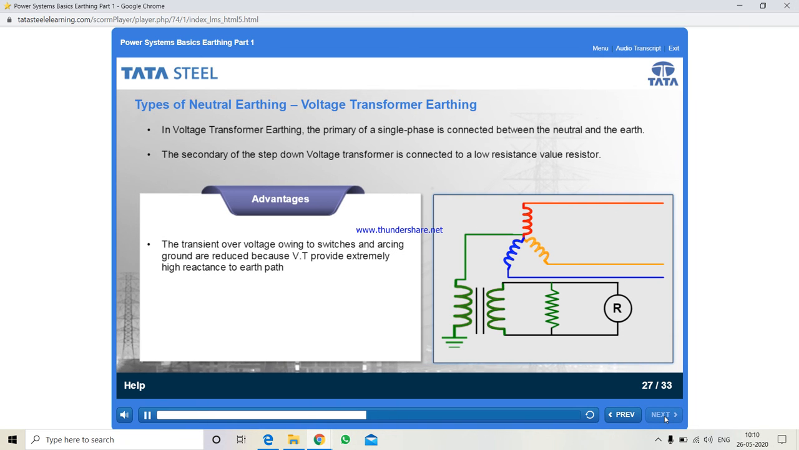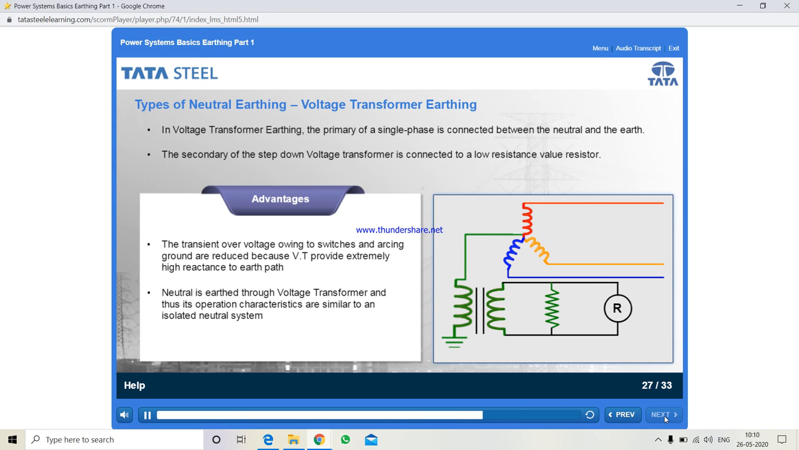The transient overvoltage owing to switching and arcing ground are reduced because the voltage transformer provides extremely high reactance to the earth path. Next, the neutral is earthed through a voltage transformer and thus its operation characteristics are similar to an isolated neutral system. Well, this was about voltage transformer earthing.